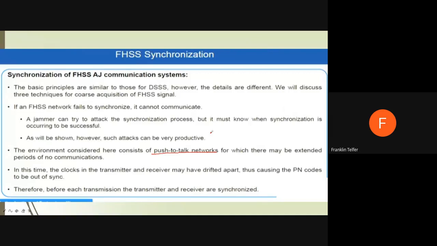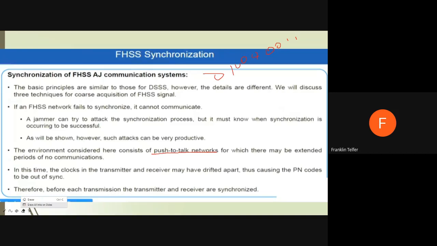In this time, the clocks in the transmitter and receiver may have drifted apart, causing the PN sequence to be out of sync. The clock signals between the transmitter and receiver may have drifted apart, delayed in such a way that it affects the PN sequence code. We already know there is a PN sequence generator. It generates a random sequence of bits like 0 1 0 0 1, up to n number of bits. These bits will be known by the receiver too.